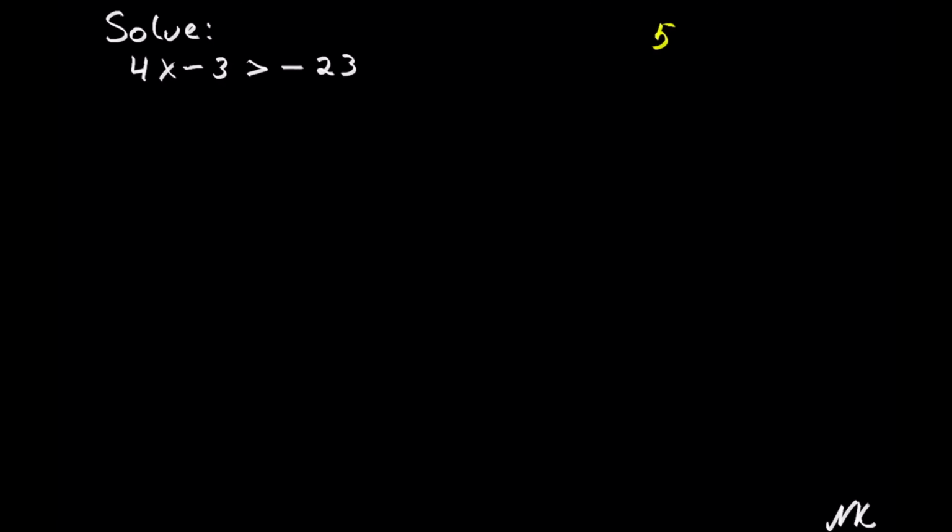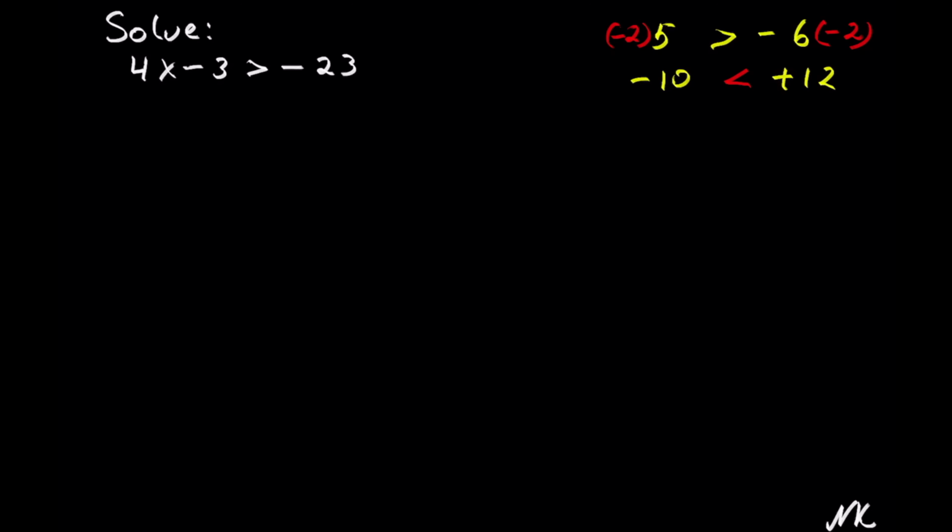Because let's say if you have 5 greater than negative 6. So let's say if we multiply both sides by negative 2, we will get negative 2 times 5 gives us negative 10. Negative 6 times negative 2 gives us positive 12. And positive is greater than a negative, so you have to reverse the inequality sign to preserve the true statement.